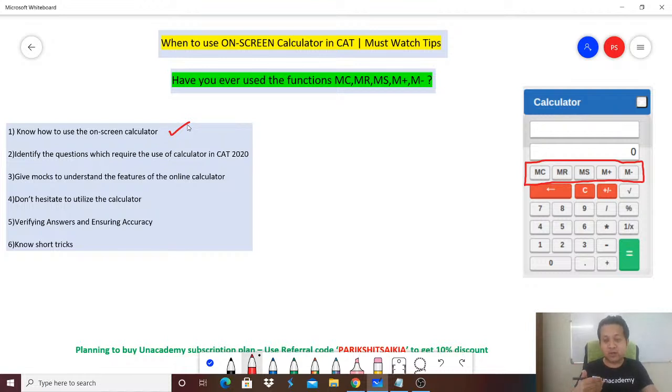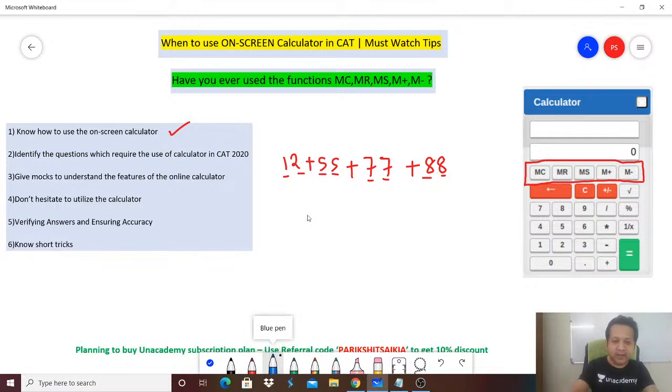Many a times you need to understand if you use the calculator, will it actually save time or will it increase your time? Remember, there is a number, let's say 12 plus 55 plus 77 plus 88. If you use the calculator, how many digits are you going to press? 1, 2, 3, 4, 5, 6, 7, 8. You are going to press 8 digits, and in between, there are 3 plus signs. A total of 11 times you are going to press your calculator. 11 times will at least take 10 seconds to press.